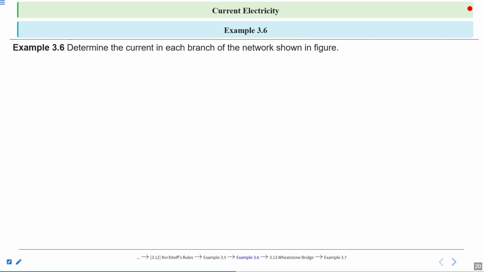Now example 3.6: determine the current in each branch of the network shown in the figure.